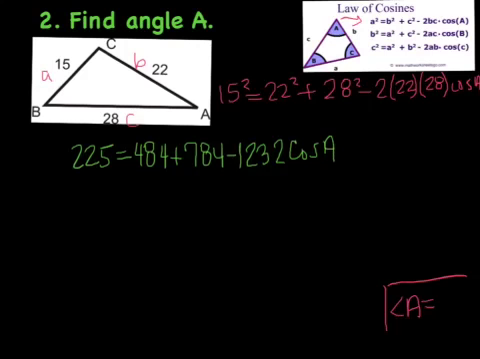Now, we're trying to solve for cosine A, so think of that as our variable, as our x. So we need to get x by itself. So we're going to have to get rid of the 484 and the 784. But we can't combine all three of these because this has a cosine A attached to it. So we can only combine these two, and then we'll bring them over. Okay, so we need to add 484 and 784, and that gives us 1268. Bring everything else down.